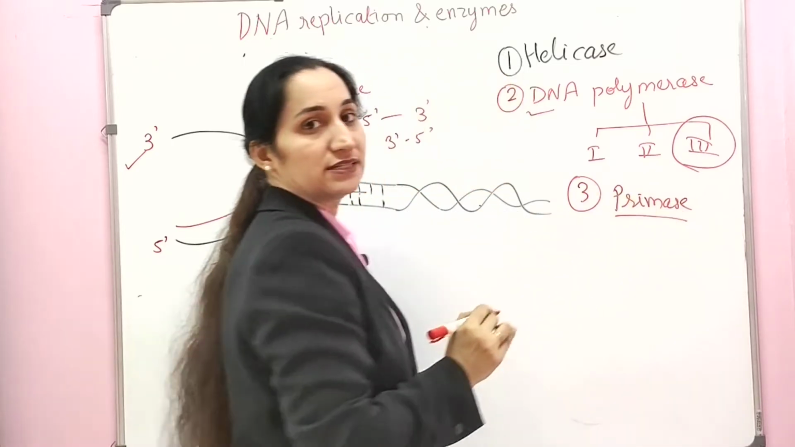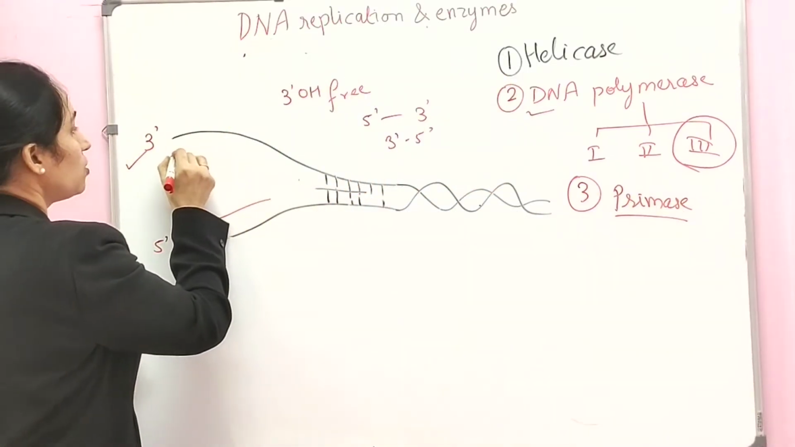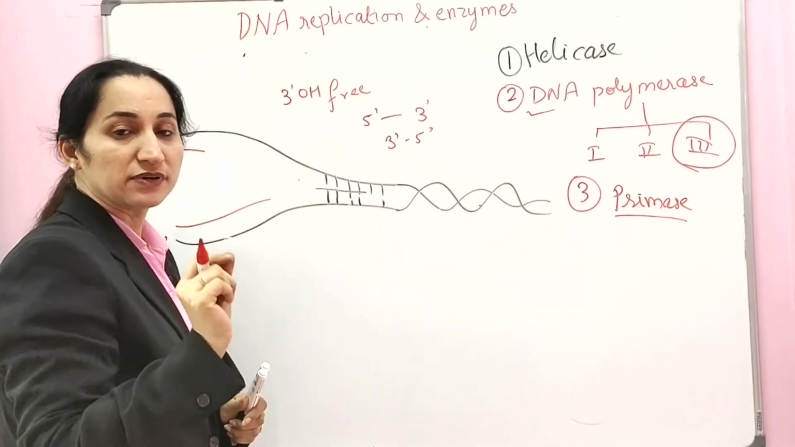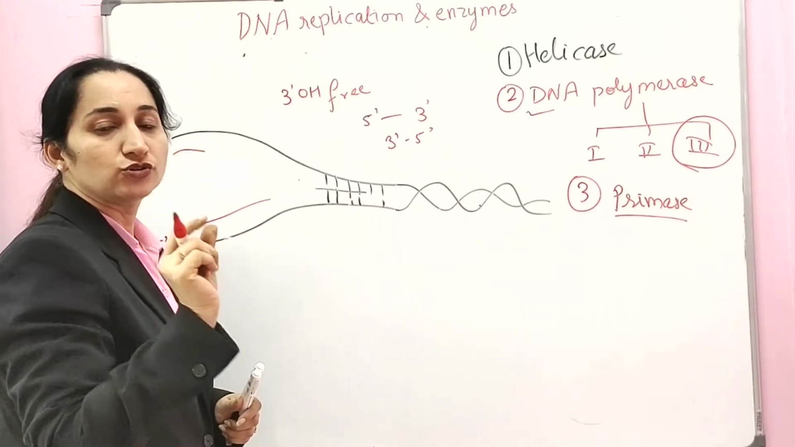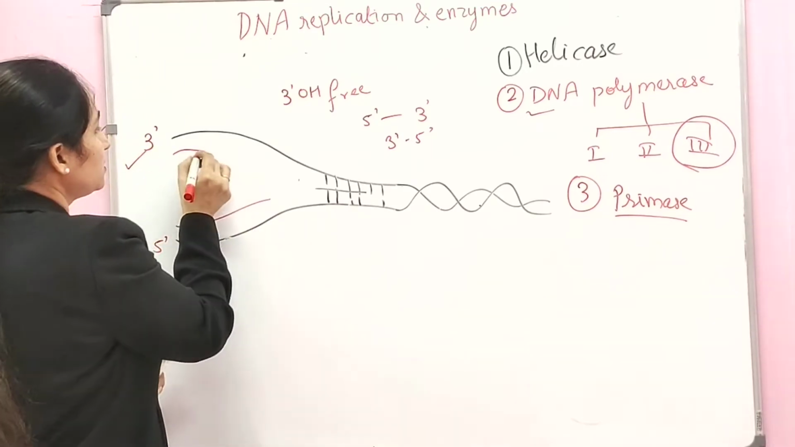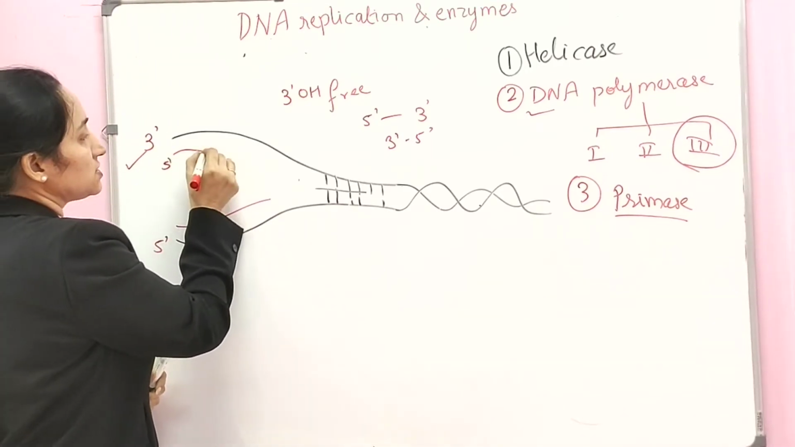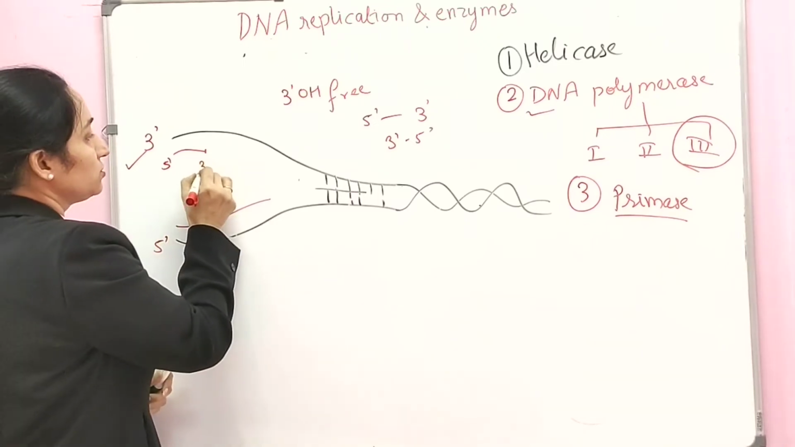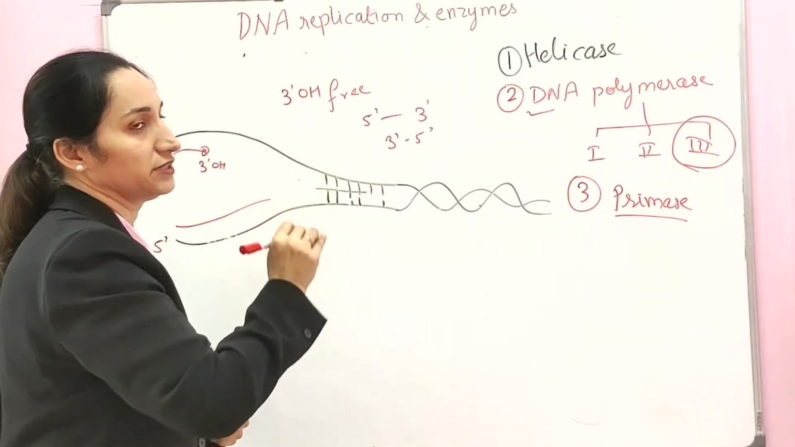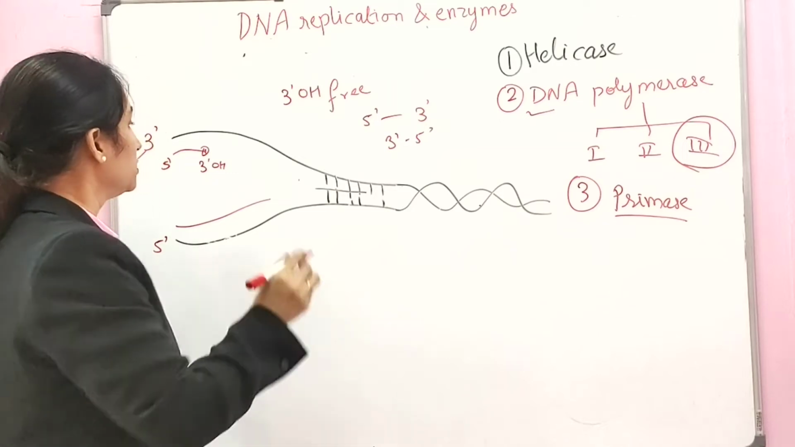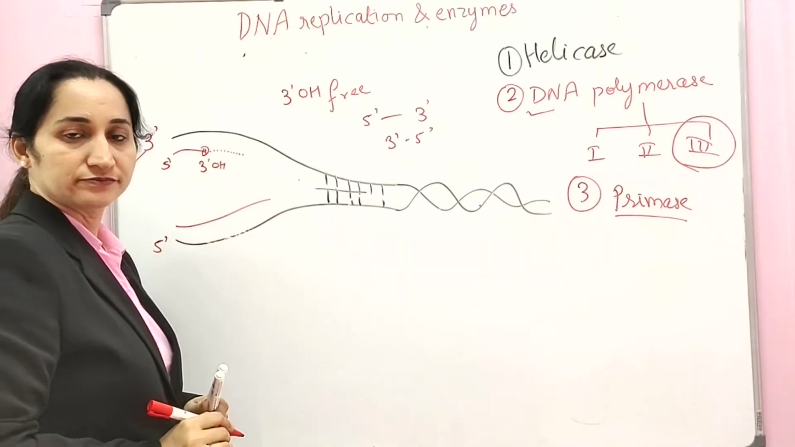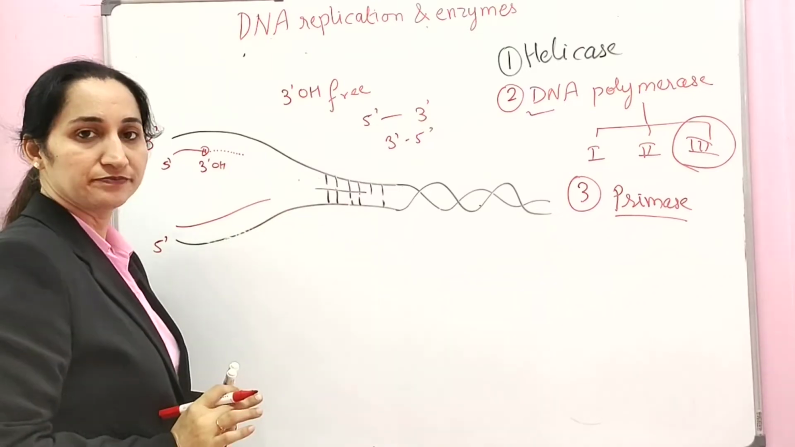This primase enzyme will add a small primer here. It will add a small primer, meaning it will make a few-nucleotide strand here, right? After this, the strand will get a 3-OH free end here. So now DNA polymerase 3 can work. Okay, now DNA polymerase 3 will start adding nucleotides here. So this will be formed easily.